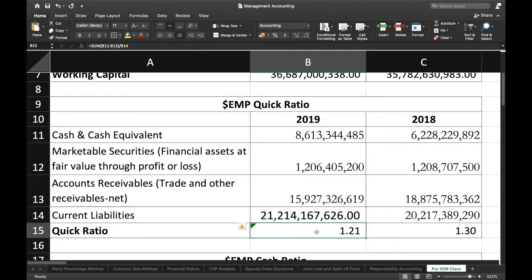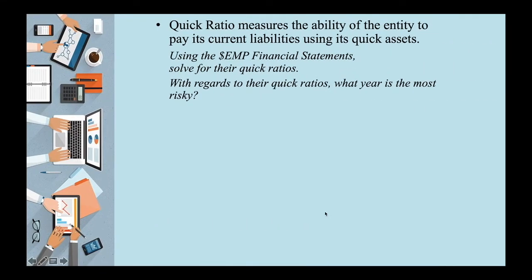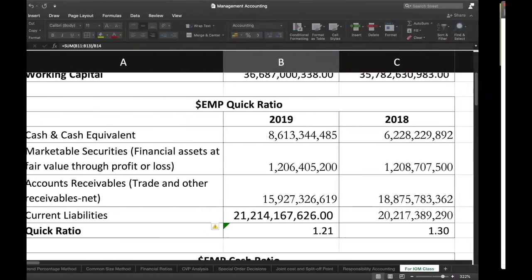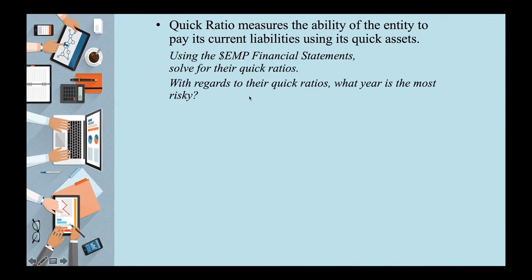If ever man na kailangan nila magbayad, next month agad-agad, medyo risky yung financial position nila during year 2019. May possibility na di sila makapagbayad. Yes, there is, compared to 2018. Pero since higher than 1 naman, hindi naman ganun kalaki yung chance, no? Basta higher than 1. Medyo delikado na yan pag nag 1:1. Kasi ang kino-compare natin is again, yung mga quick assets versus sa total current liabilities. Okay, so that's it. Check natin kung tama tayo.